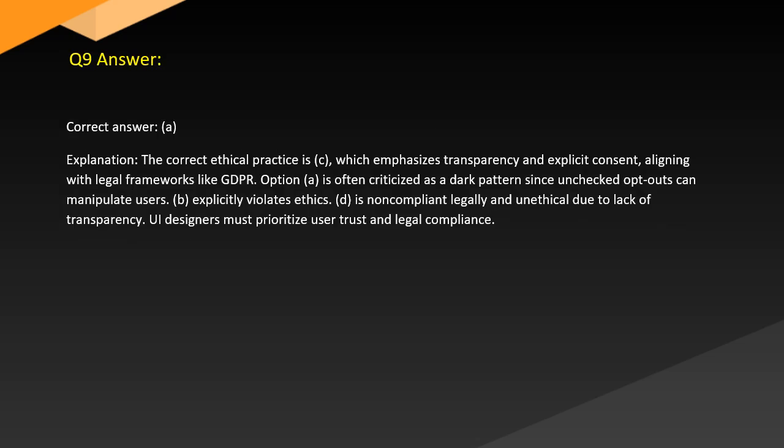Answer. Correct answer, A. Explanation. The correct ethical practice is C, which emphasizes transparency and explicit consent, aligning with legal frameworks like GDPR. Option A is often criticized as a dark pattern since unchecked opt-outs can manipulate users. B explicitly violates ethics. D is non-compliant legally and unethical due to lack of transparency. UI designers must prioritize user trust and legal compliance.